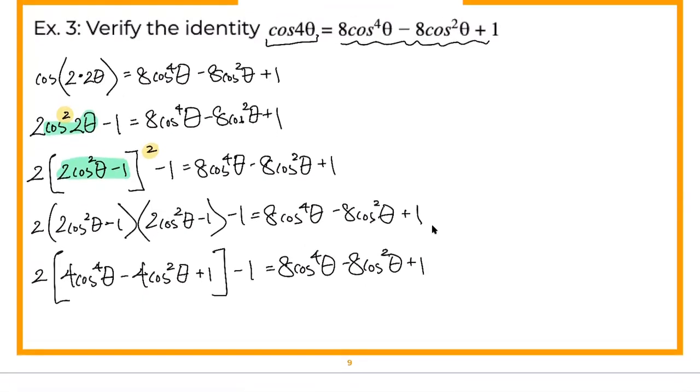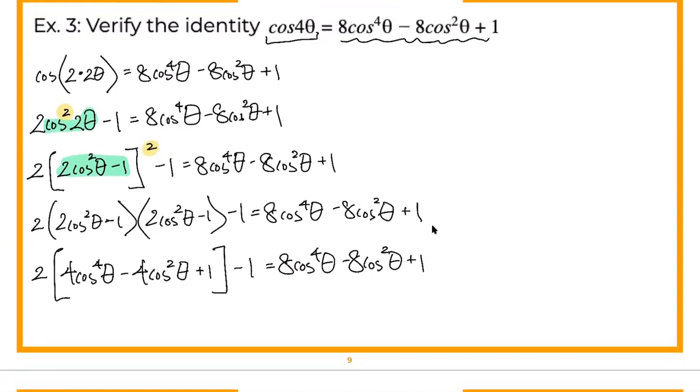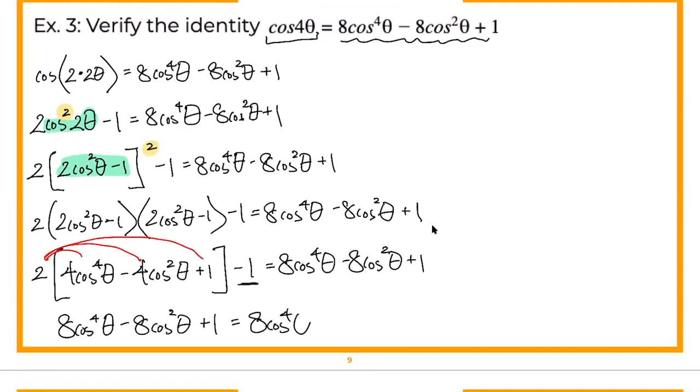And I think you can probably see it already. If I distribute that 2, I'm going to start to see those 8s that I need on the other side. I get 8 cosine to the 4th theta minus 8 cosine squared theta. And then 2 times 1 is 2, but I have to subtract that 1, so that's where I get that plus 1. Now both sides are equivalent to each other, and so we have verified the identity. Any questions about number 3?